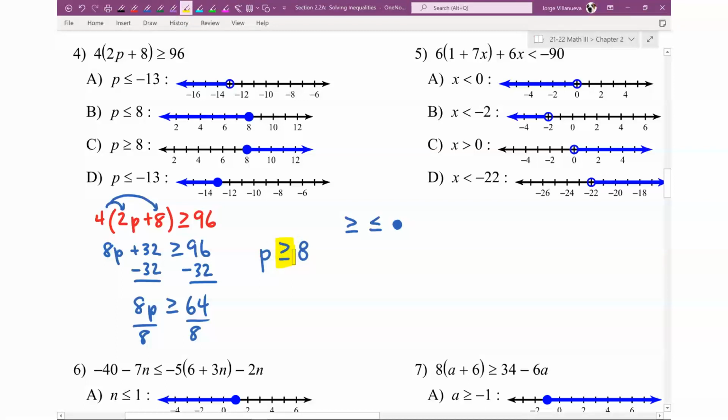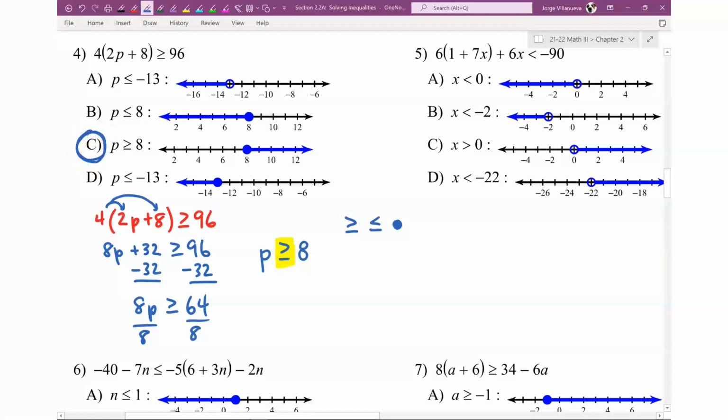Yeah, to the right. Thank you. It's pointing to the right side. Which one of these 3 problems has an arrow pointing to the right starting from 8? So it's C. So my answer is C.